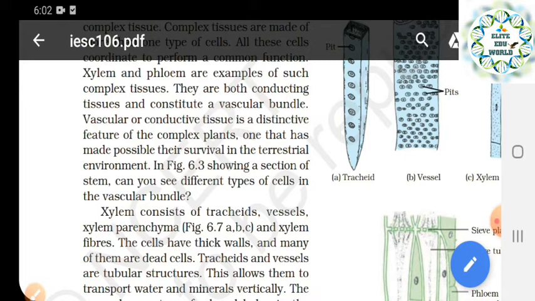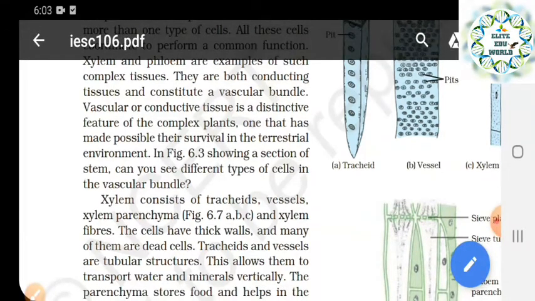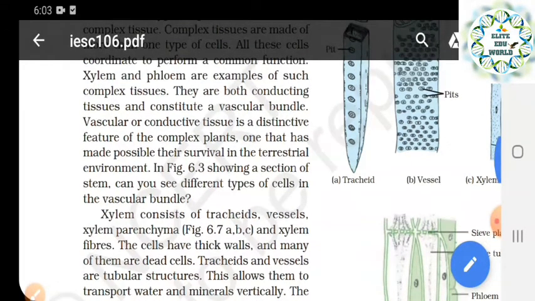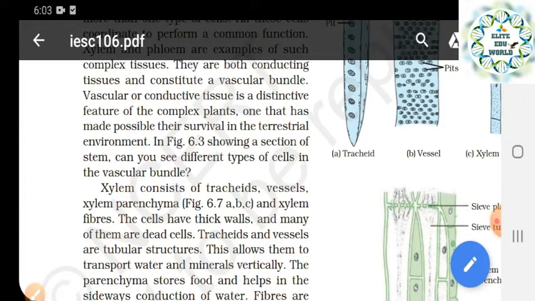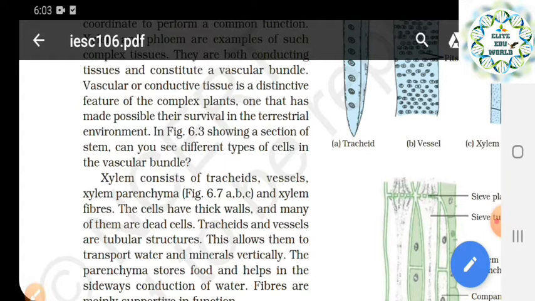And vascular or conductive tissue is a distinct feature of complex plants. It is a distinct and very important feature of the complex plant. Whenever we are talking about complex plants, they have this conductive tissue, and that is why it is called a complex plant. It has made possible their survival in the terrestrial environment. With the help of these two tissues only, the plant can survive in the terrestrial environment.